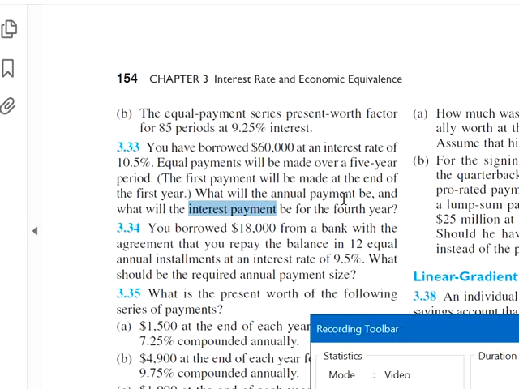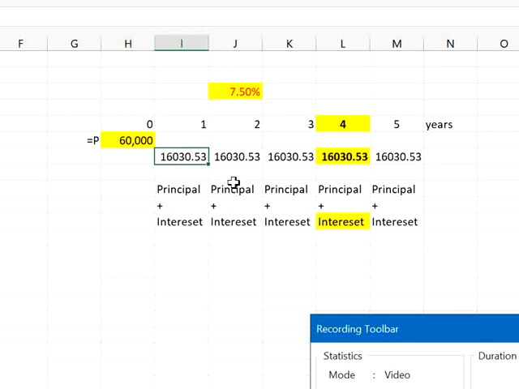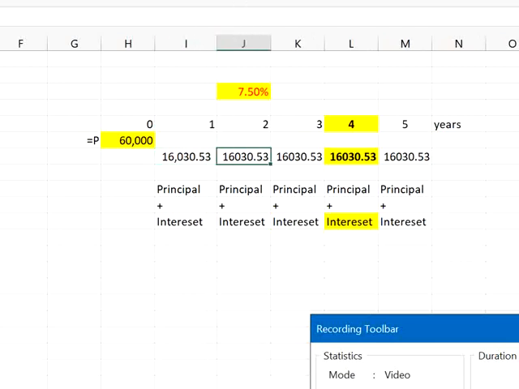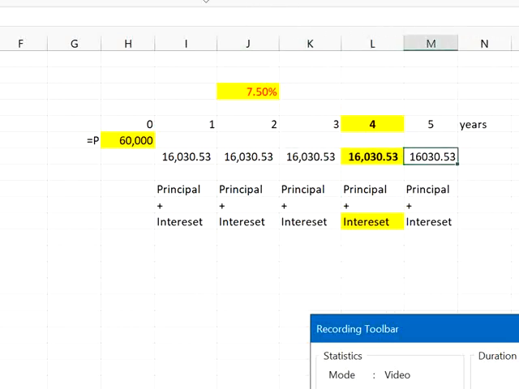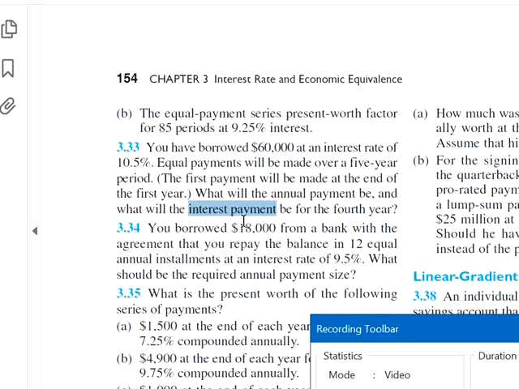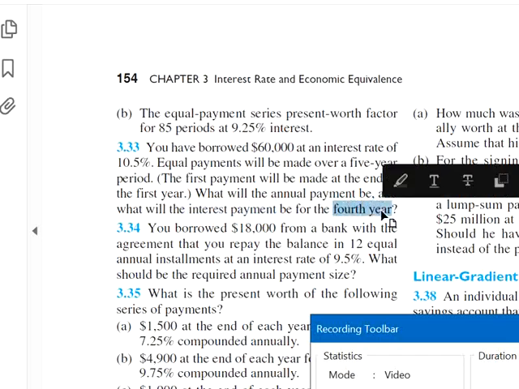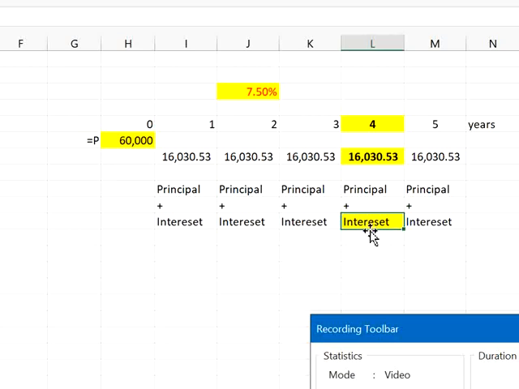See what it says here: what will be the annual payment, which we already calculated, part A. This is the answer. A is 16,030. So A is already found out. We are done with part A of this question. And what will be the interest payment for the 4th year? That is, in this year how much is the interest? So how do we solve it? Remember, like what we did for 3.4, we have to make a loan repayment schedule, and that schedule will explain everything.